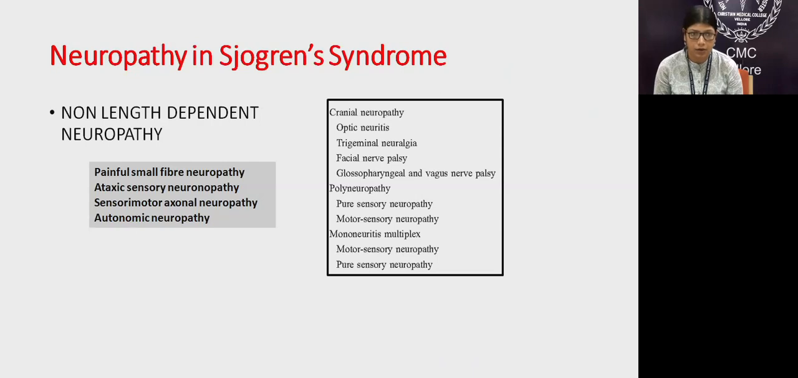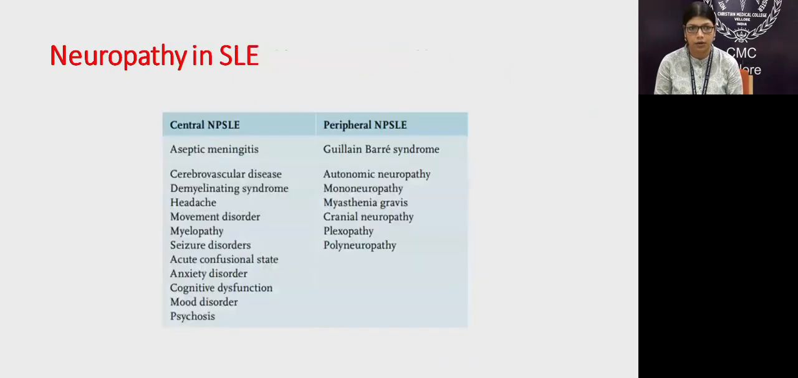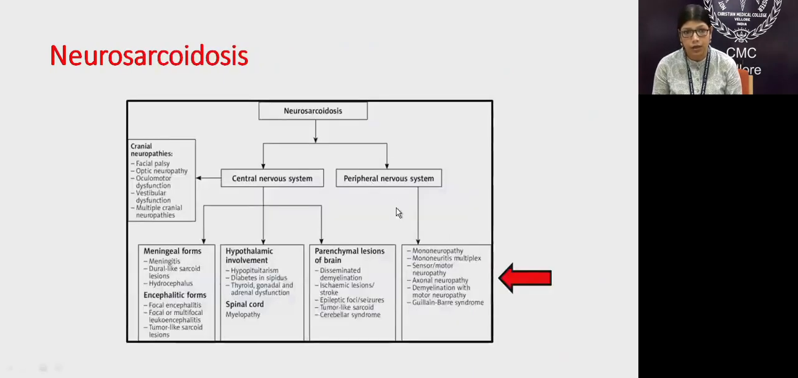Apart from the non-length dependent neuronopathy, they can also present as an autonomic neuropathy or sensory motor axonal neuropathy, and the cranial nerves which can be involved include the optic. The trigeminal neuropathy is very classical in Sjogren's. Facial nerve, glossopharyngeal, and vagus nerve can be involved. Neuropathy in SLE, for the peripheral nervous system, they can have a GBS-like presentation, autonomic neuropathy. They can have a myasthenia gravis-like presentation, cranial neuropathy, plexopathy, polyneuropathy.